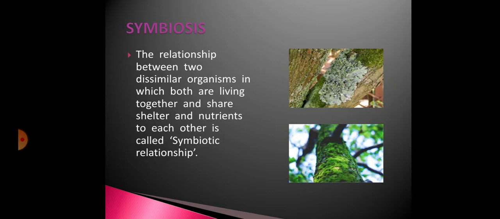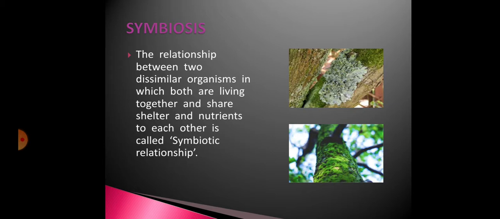Students, have you ever heard of symbiotic relationship? And what is the meaning of this term exactly? The relationship between two dissimilar organisms in which both are living together and share shelter and nutrients to each other is called symbiotic relationship. The organisms which are involved in this kind of relationship are called symbionts.